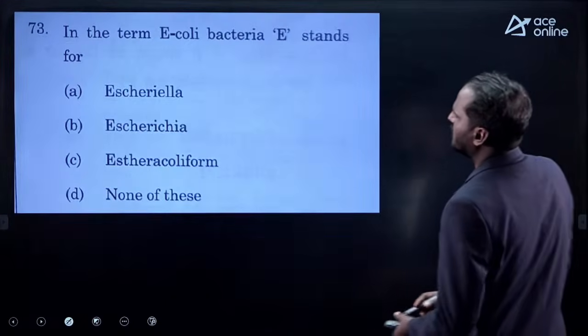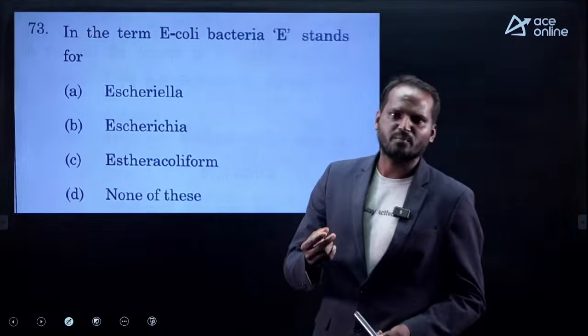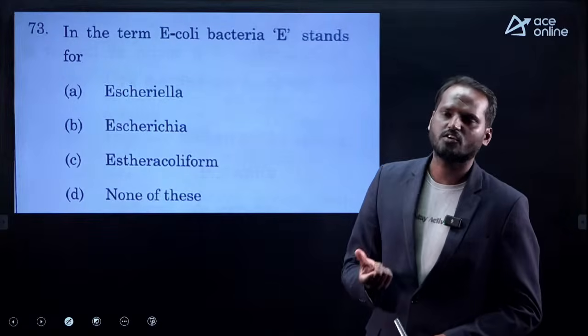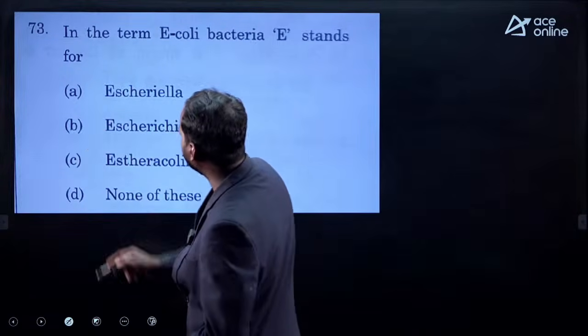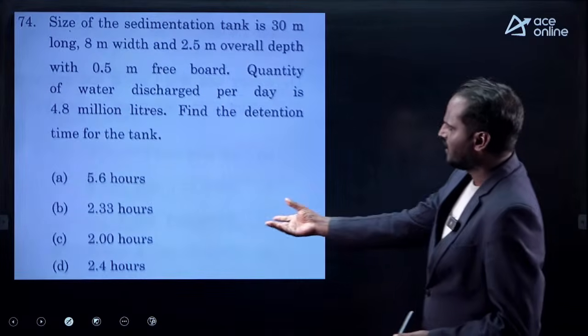The next question. In the term E. coli bacteria, what does E stand for? The basic question from biological water quality. What is E. coli means? Escherichia coli. The option is option B. Option B is correct. Next, this is another easy question.